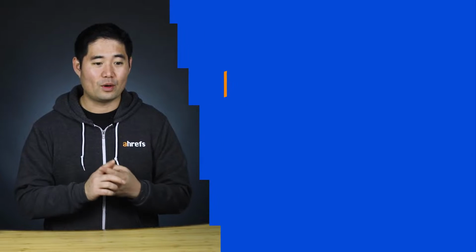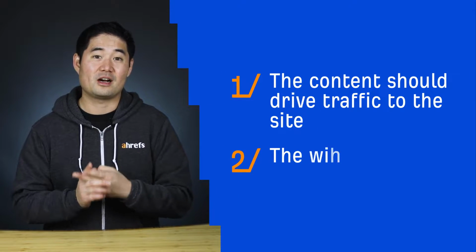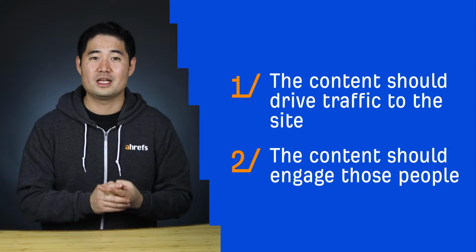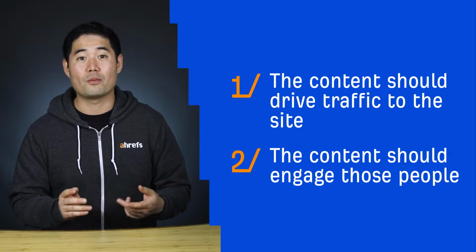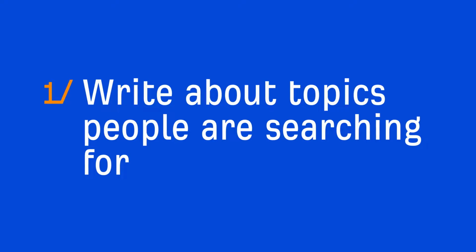All right, so first, let's set the record straight. Whether you're writing for your own site or for a client, you should have two objectives for your content. Number one, the content should drive traffic to the site. And number two, the content should engage those people so that they'll turn into customers or be pushed further down the sales funnel. So with those two objectives in mind, let's go through a simple 4-step process to achieve both of these goals. The first step is to write about topics people are actually searching for.